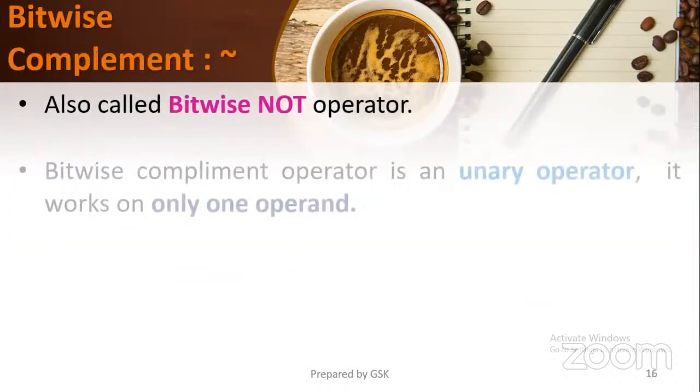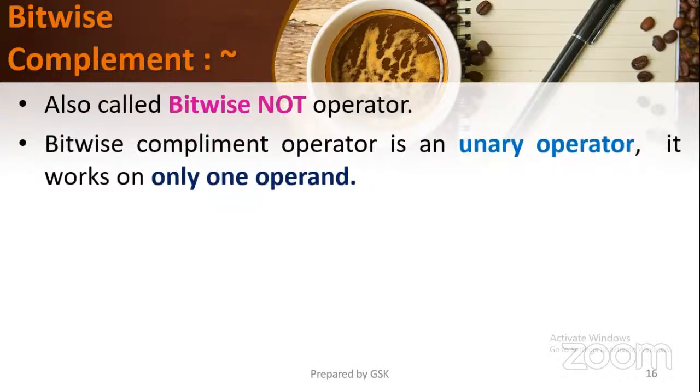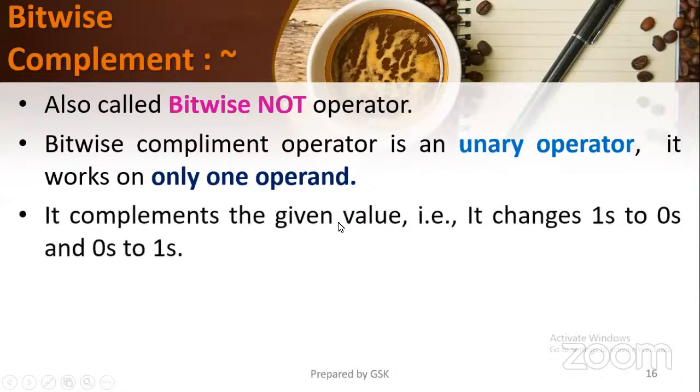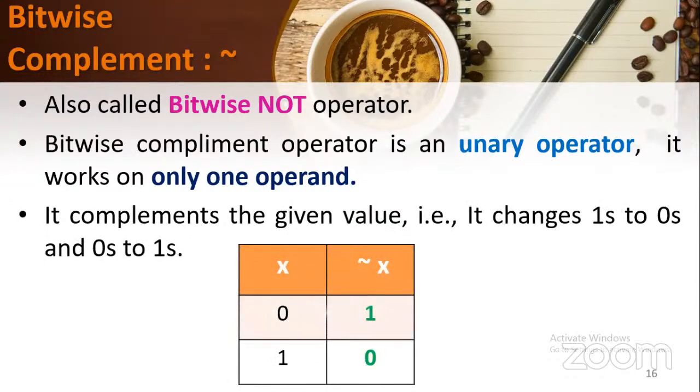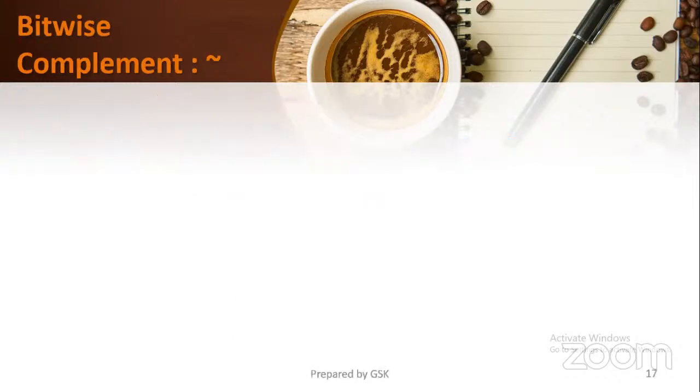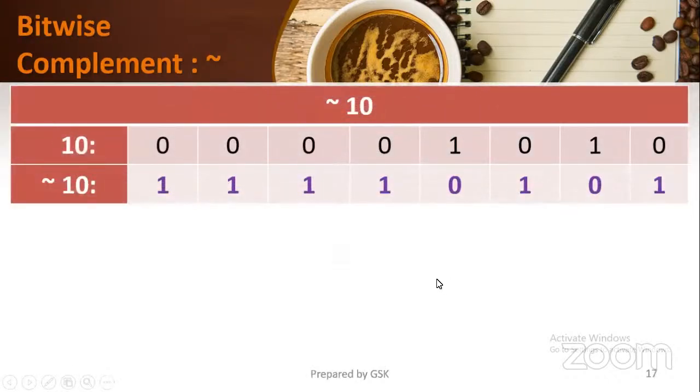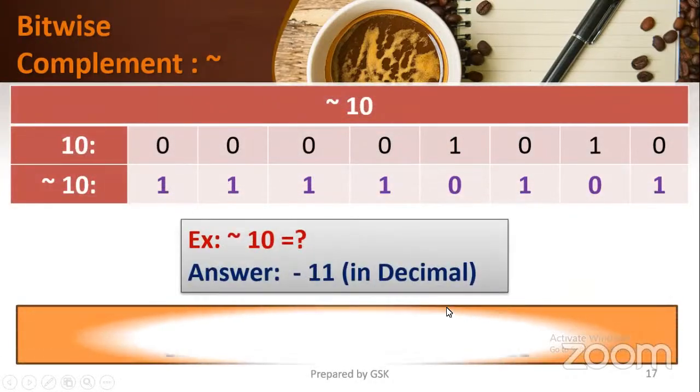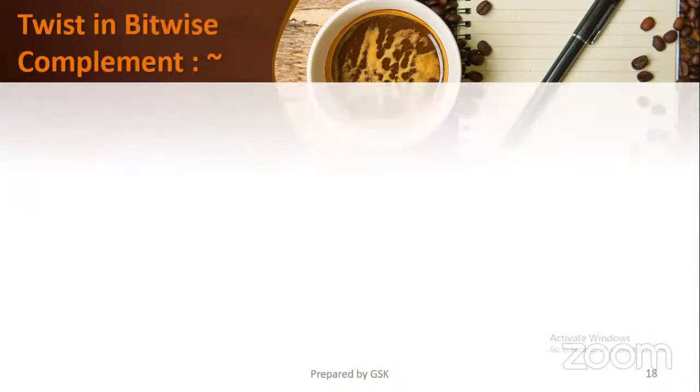Bitwise complement, very simple. Complement is nothing but reverse. As we discussed, this is a unary operator. It complements the value: zeros become ones, ones become zeros. If the input is 0, the complement becomes 1. If the input is 1, the output will be 0. That is about bitwise complement. There is a somewhat more in-depth explanation about the bitwise complement, but let me skip it as of now.